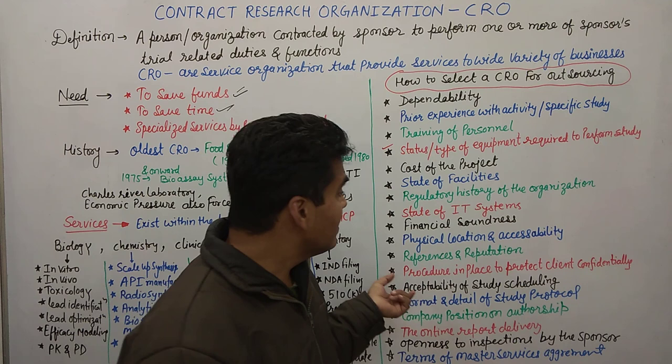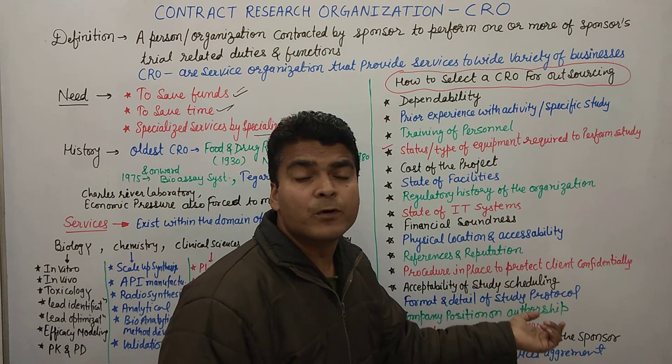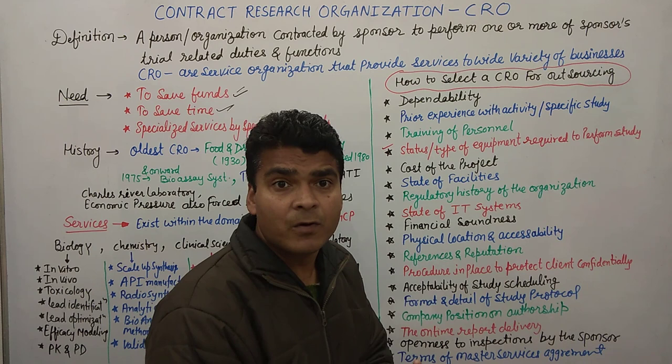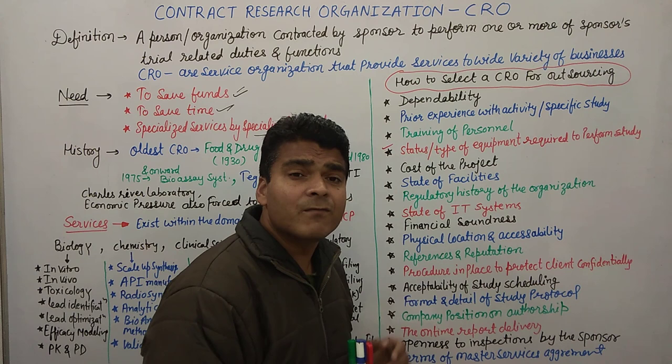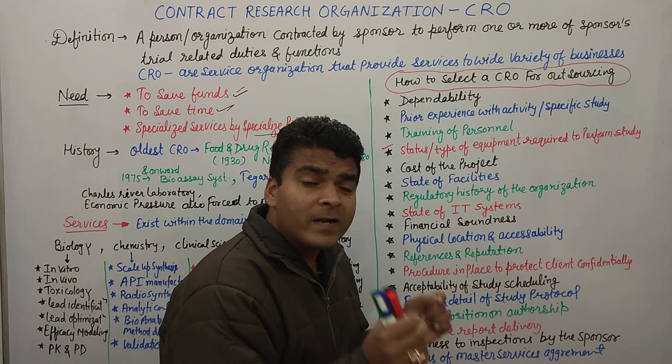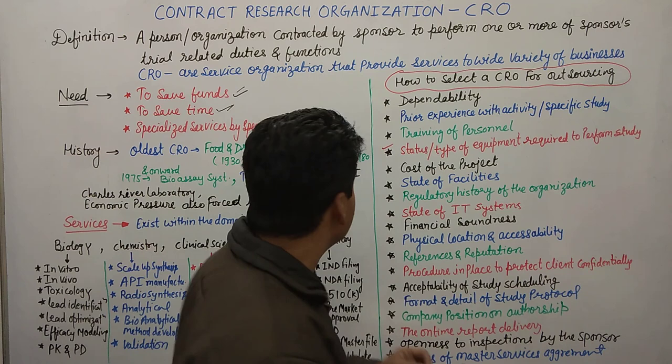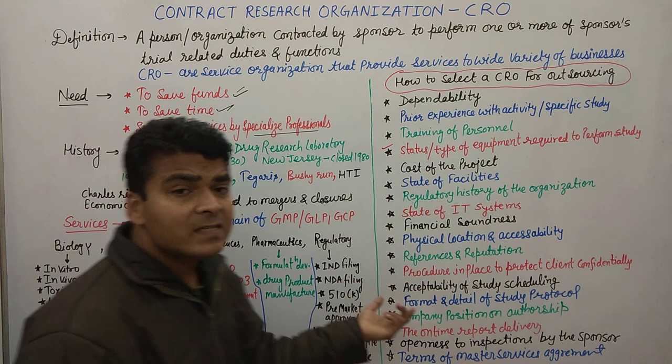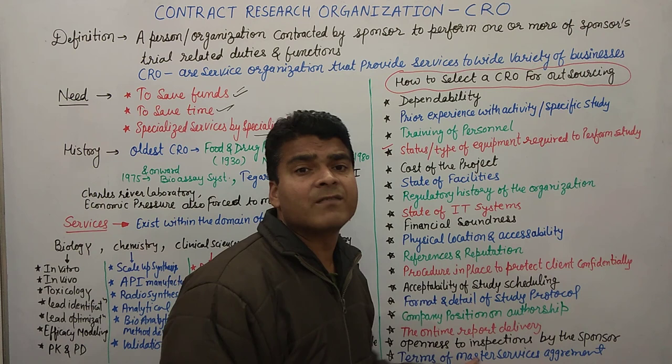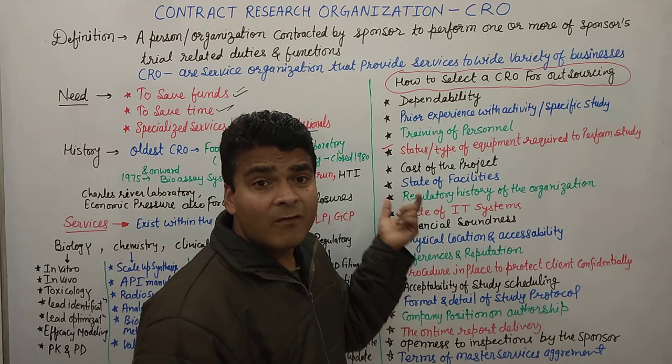Then on-time report delivery. Whatever time frame the sponsor gives to the CRO, is the CRO giving the report within the time limit or not? This is one of the most important criteria, because we all know time is an important part of our life, and we all know that we started using CROs for drug discovery to save time. If the CRO is not giving their report on time, then the time for drug discovery will increase. Clear? So this is another important point of concern before selecting a CRO.